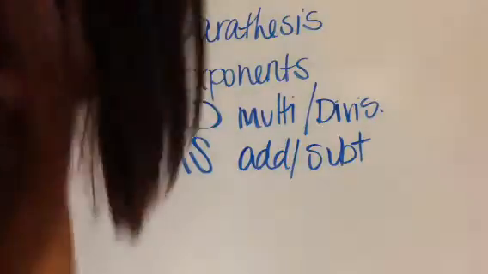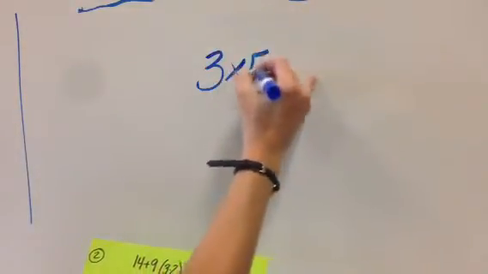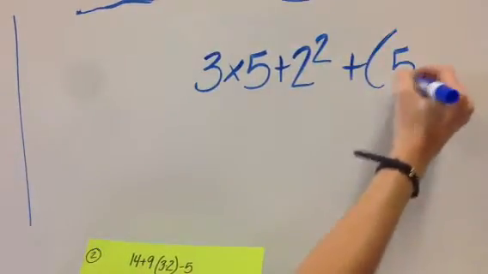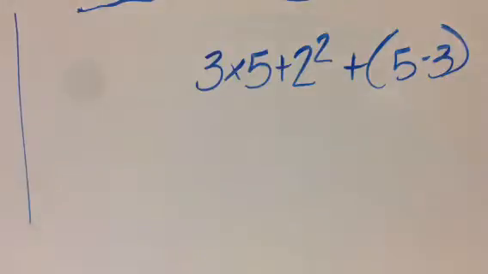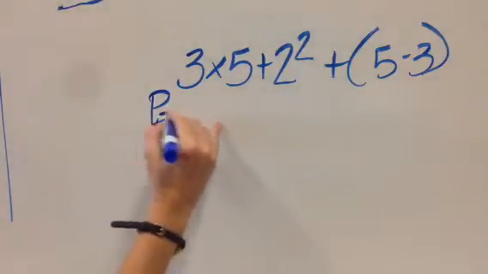Okay, so the best way to utilize the order of operations is to do a problem. So let's do a couple problems just for practice, just to make sure we've got this down. All right, the first problem is going to be 3 times 5 plus 2 squared plus 5 minus 3. The first thing we need to look at here is our PEMDAS. That's the first thing you should always do. PEMDAS.